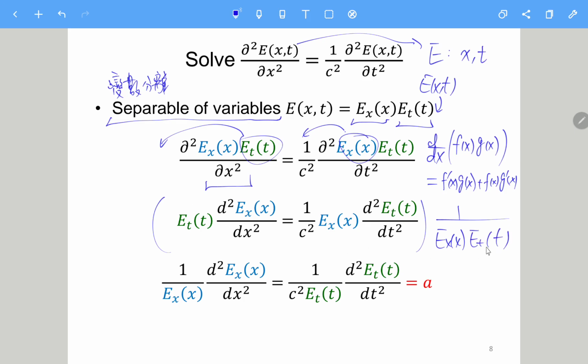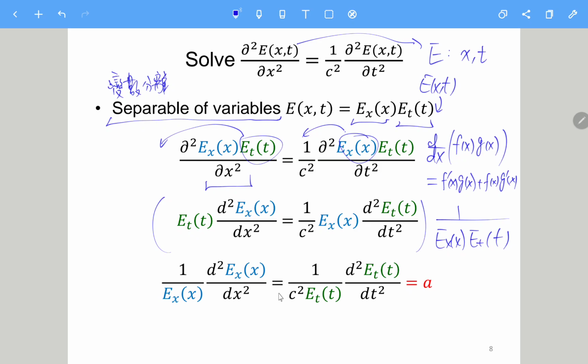On the left side, E of t and E of t cancel each other. So on the left side we have 1 over E of x times the second derivative with respect to x. So on the left side, it is only a function of x. It is not related to time. And then on the right side, E of x and E of x cancel each other. So we have the second derivative of E of t divided by E of t. Of course, we still have this 1 over c squared, just put it there.